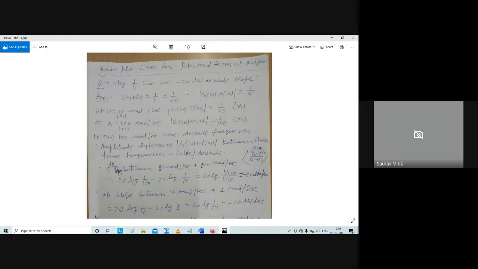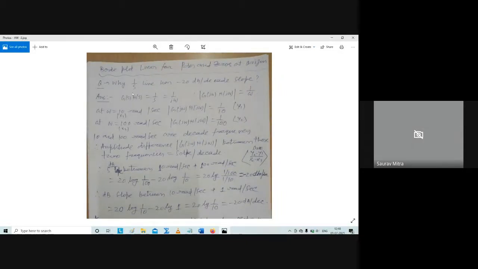What is meant by minus 20 dB? That means in one decade of frequency, like going from 1 to 10, or 10 to 100, the amplitude should drop by 20 dB. That means it will be a downward slope for every decade. Decade frequency means, as I told you last day, 0.1 radian per second and 1 radian per second is called a decade. 1 radian per second and 10 radian per second is also called a decade.